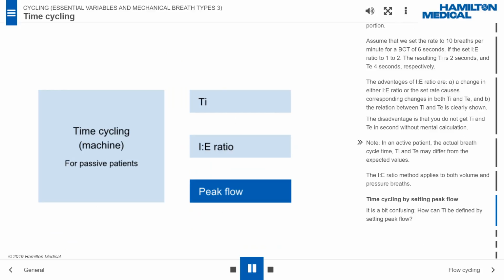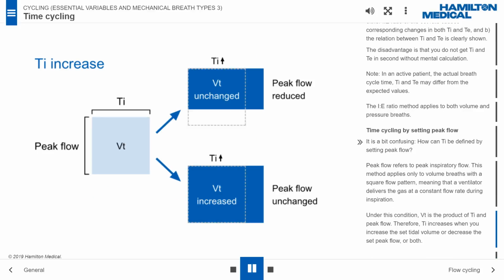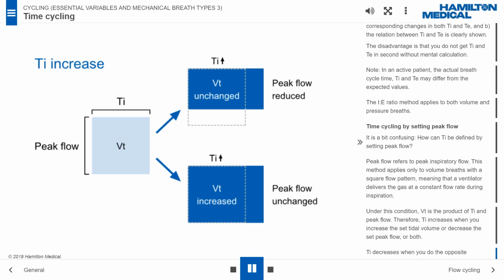Time cycling by setting peak flow. It is a bit confusing. How can Ti be defined by setting peak flow? Peak flow refers to peak inspiratory flow. This method applies only to volume breaths with a square flow pattern, meaning that a ventilator delivers the gas at a constant flow rate during inspiration. Under this condition, Vt is the product of Ti and peak flow. Therefore, Ti increases when you increase the set tidal volume or decrease the set peak flow, or both. Ti decreases when you do the opposite.